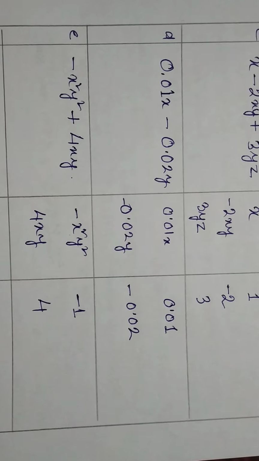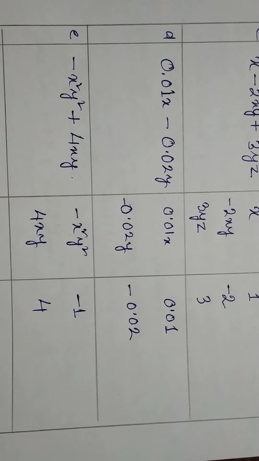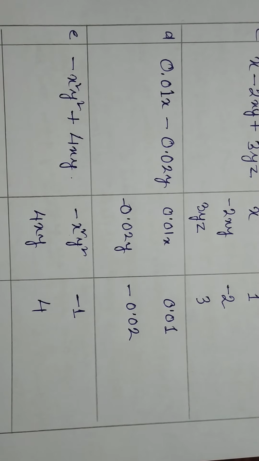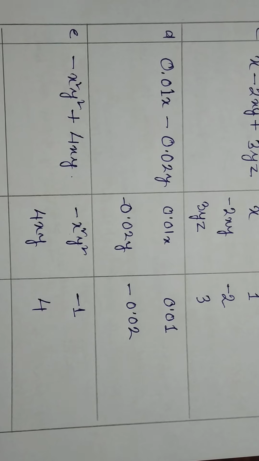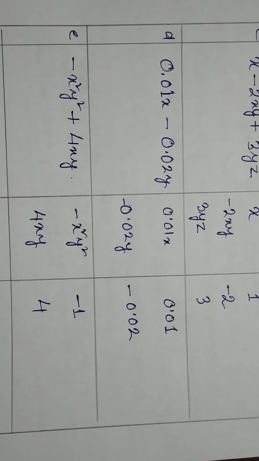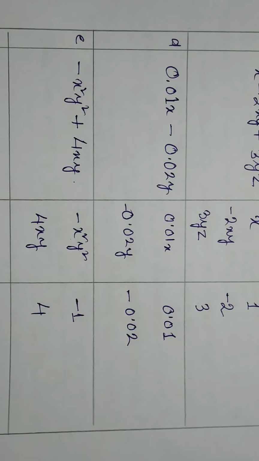I hope all of you understand. Now exercise 7.1 has finished. You must be clear what is expression, what is term, what is factor, what is coefficient, what do you mean by monomial, binomial, trinomial, polynomial, and what is the difference between expression and polynomial. I hope all of you understand, and if you have any problem then you can ask me. Okay, thank you.